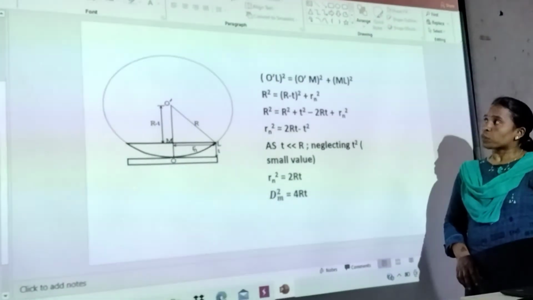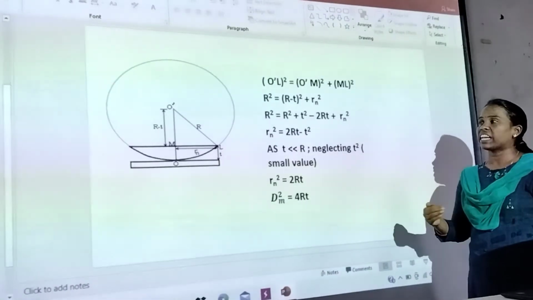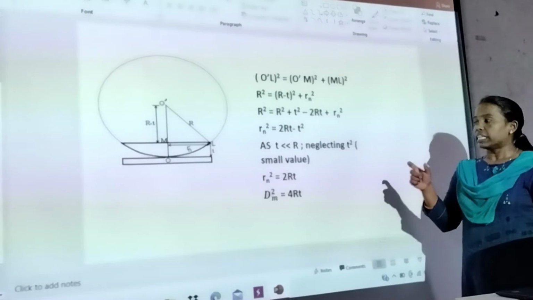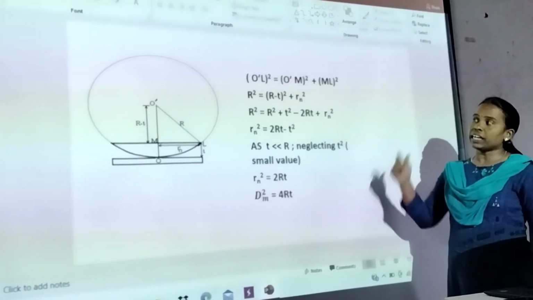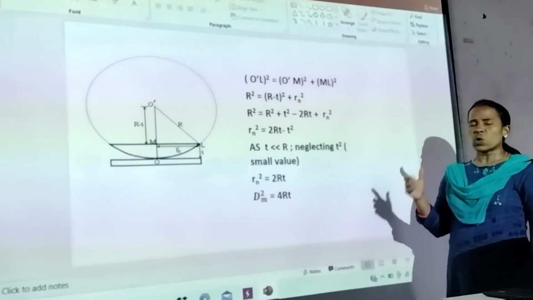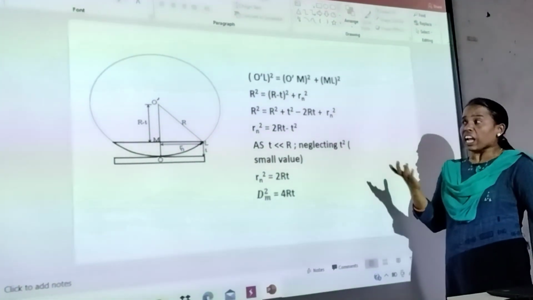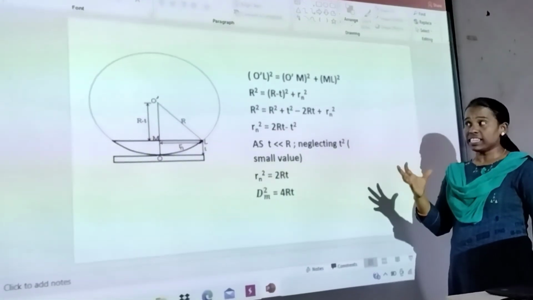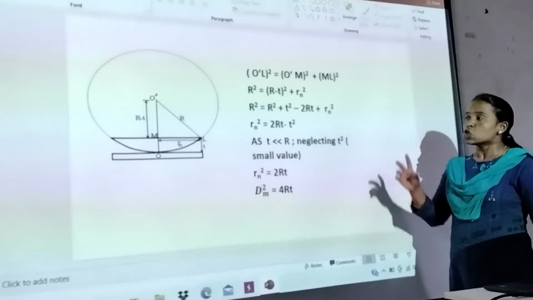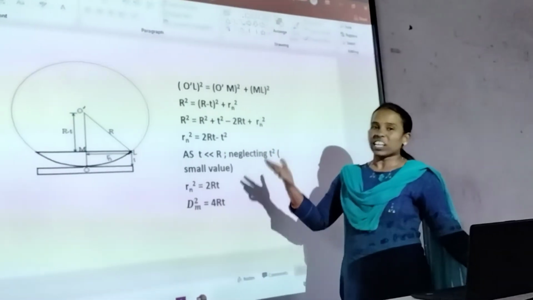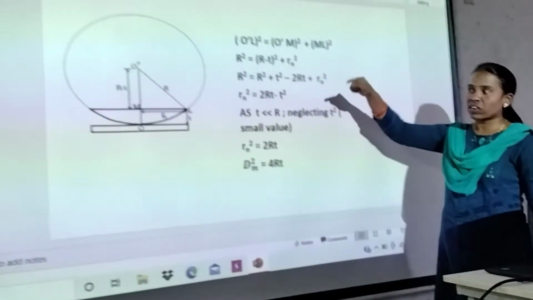Now I would like to obtain an expression between the diameter of the Newton's rings and the radius of curvature of the lens. What is a lens actually? A lens is nothing but a part of a sphere. We have imagined that the lens is taken from a sphere which has a radius of curvature R.